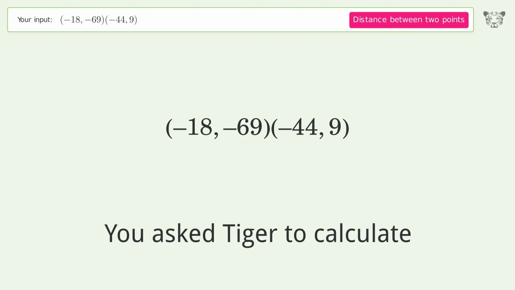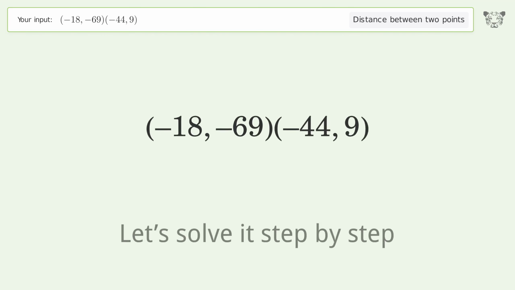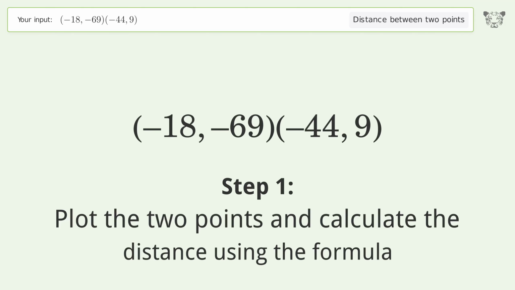You ask Tiger to calculate. This deals with the distance between 2 points. The distance between the 2 points is the square root of 6,760, or 82.219. Let's solve it step by step. Plot the 2 points and calculate the distance using the formula.